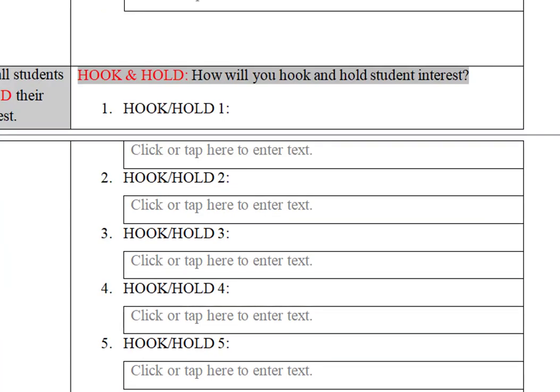And then we move on to hook and hold. How will you hook and hold your student interests? So this is really interesting because yes, we want to grab their attention. We want to make sure they're interested. More importantly, we want to make sure that they're engaged. So it could be with an interesting question to start with to engage them, a case study. There are many ways that you can hook and hold your students' attention. So how will you do that for this unit?